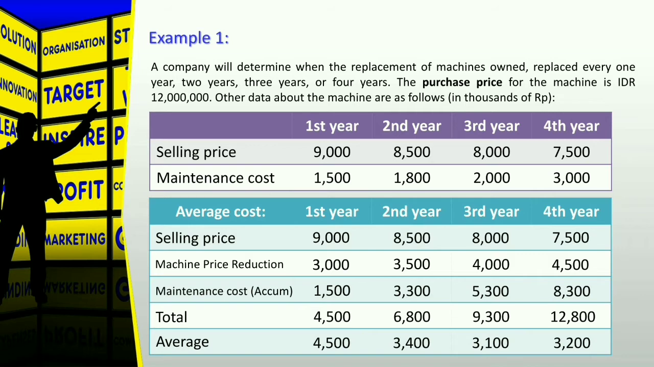Okay. After getting all the average values from the first year to the fourth year, the task of the company is only to determine which year to choose. Because this case is about cost, the company should choose the lowest value. In other words, the company must choose the third year. Yes, right? Okay.